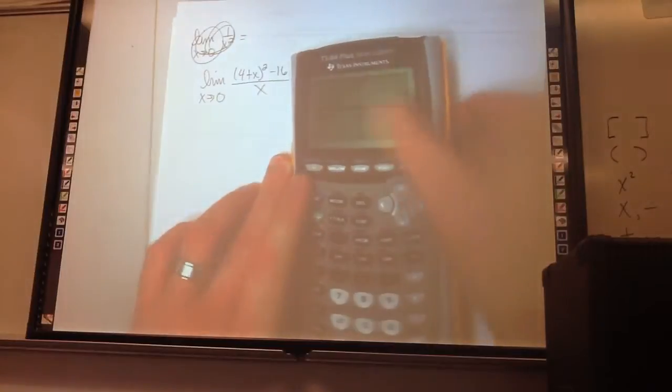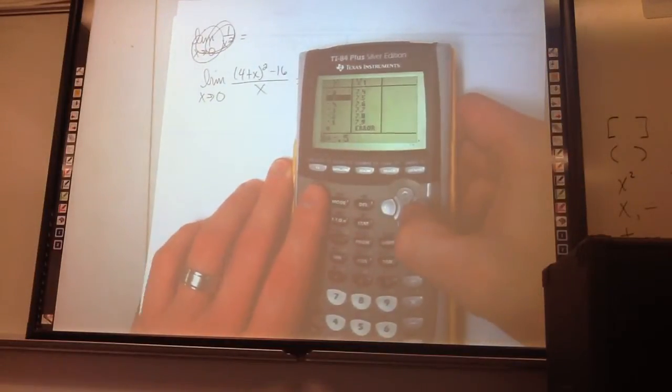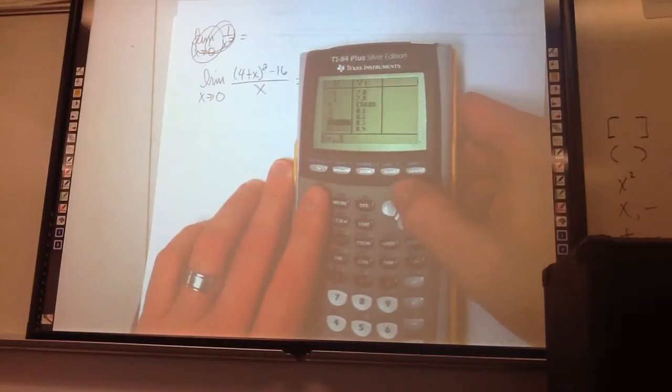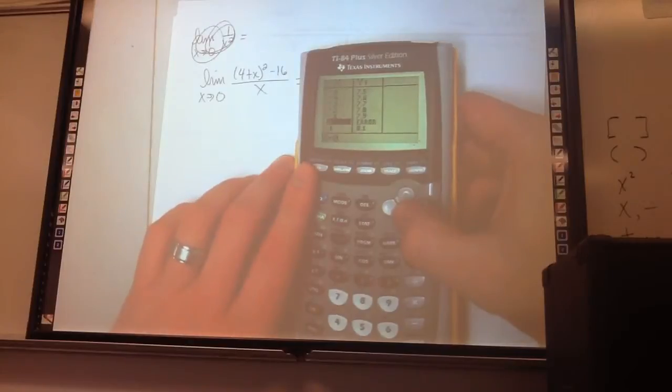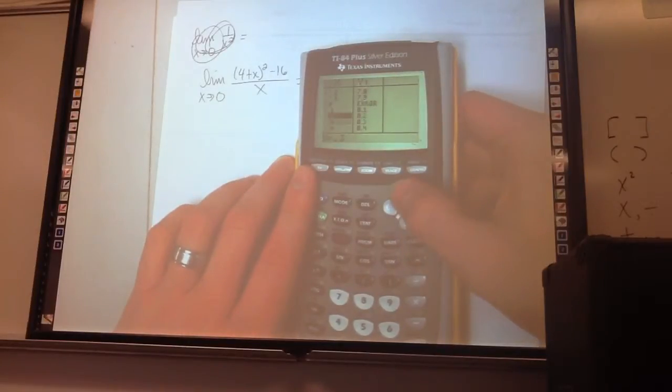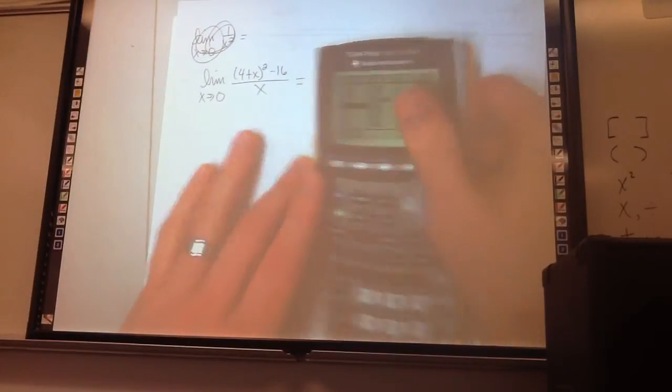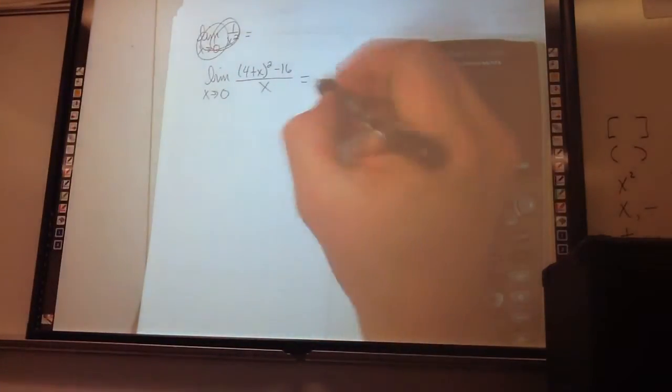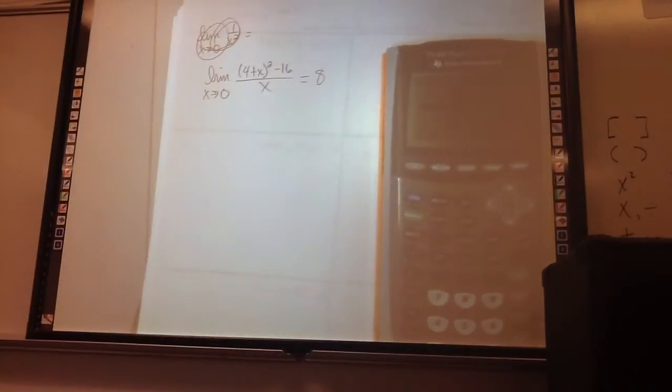So on the graph you can kind of see it. On my table you can really see it. Look, as x gets really close to 0, as I go down, look at 7.5, 7.8, 7.9, nothing, because I can't divide by 0. And then it keeps going up. So what do you think the limit is? The limit is 8. Yeah, this one does exist. So sometimes graphically is the way to go.